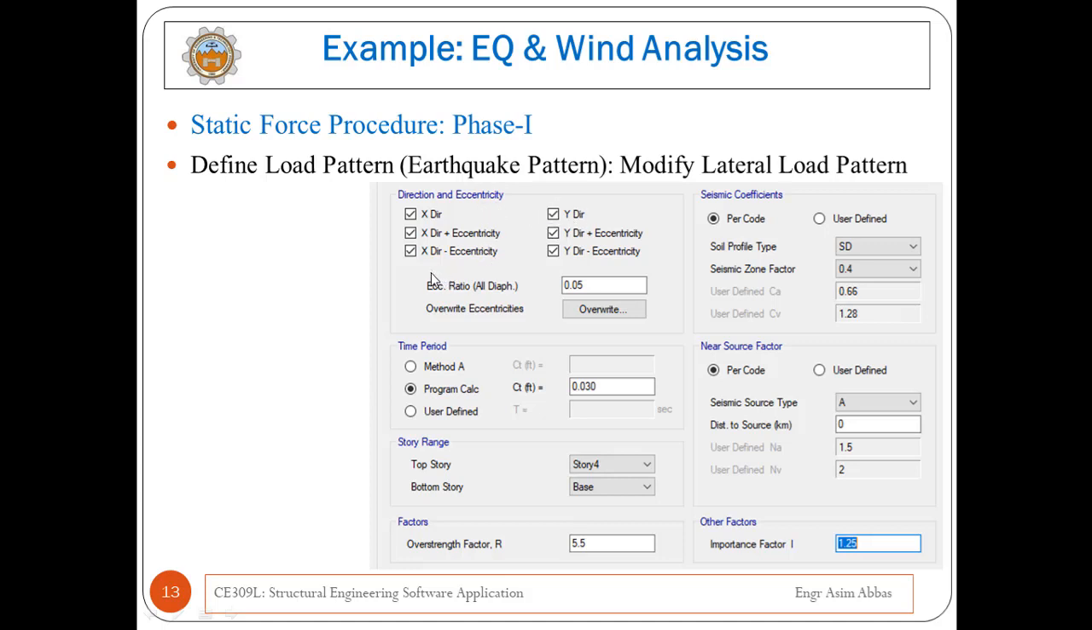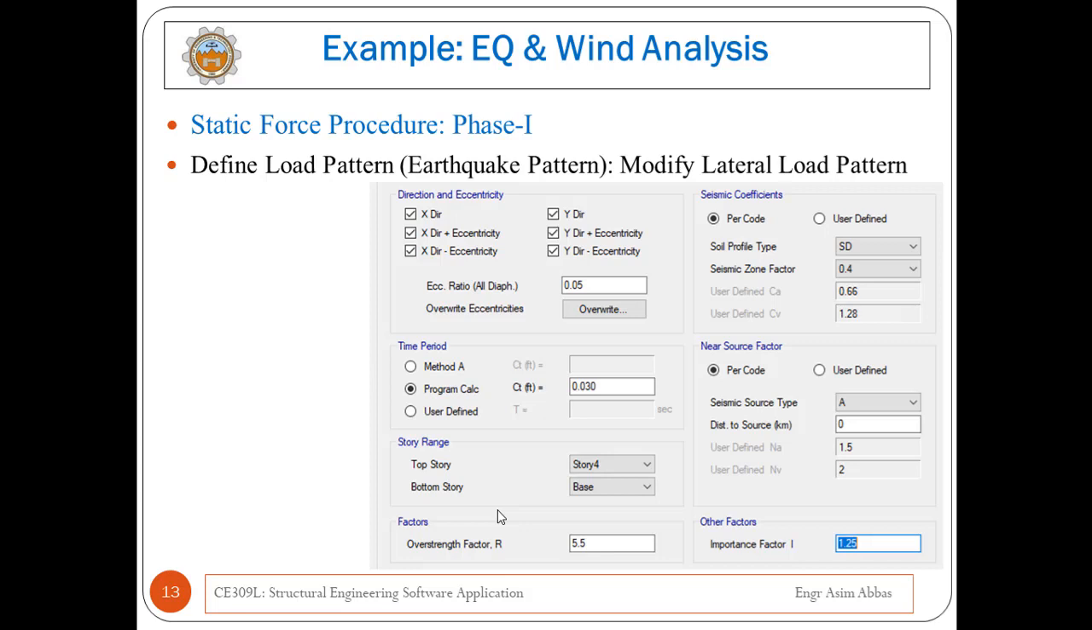If there is any kind of eccentricity involved, we can check the relevant boxes. Then I will enter the seismic coefficients like soil profile, seismic zone factor, and seismic source type, then the importance factor. For the time period, I will enter the coefficient CT value, and for the story range, it depends on the number of stories. So you will specify the top story and the bottom story here, then enter the R factor, that is our strength factor. By this way we can define a static force for earthquake.